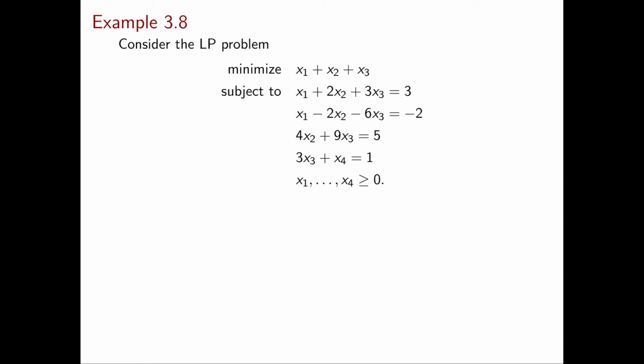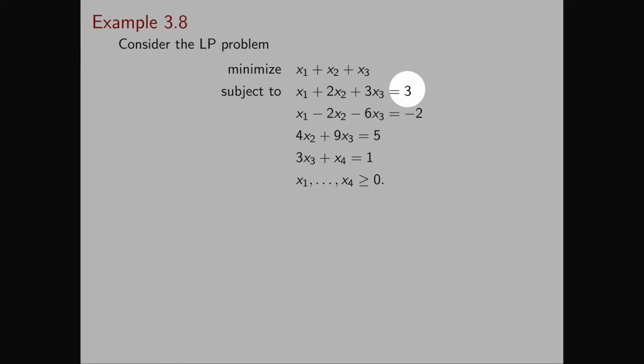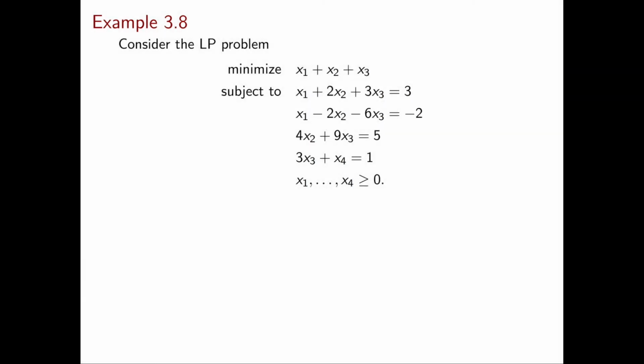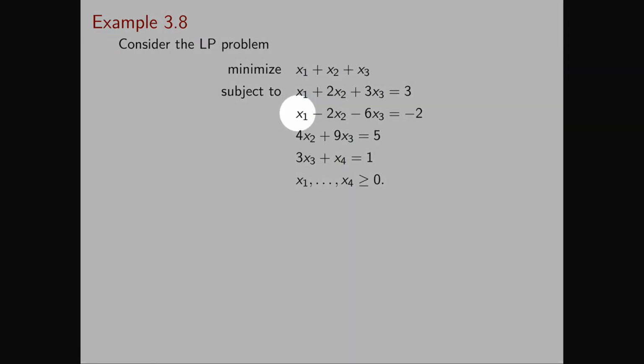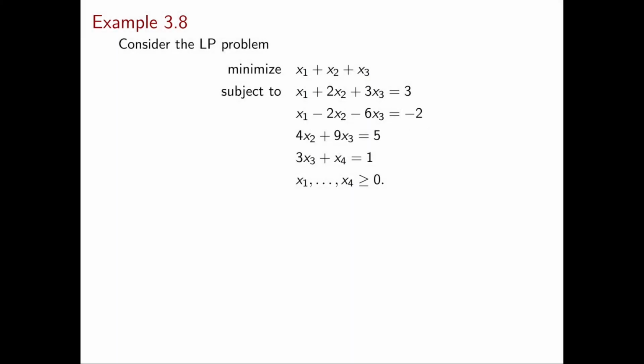Before writing the auxiliary problem, we need to check that the right-hand side vector is greater than or equal to 0. This vector b, in this example, is equal to 3, minus 2, 5, and 1. So we have a negative component, that is this minus 2. Therefore, before writing our auxiliary problem, we need to multiply the second equation by minus 1. We will obtain minus x1 plus 2x2 plus 6x3 equal to 2. So now we're ready to write down our auxiliary problem.